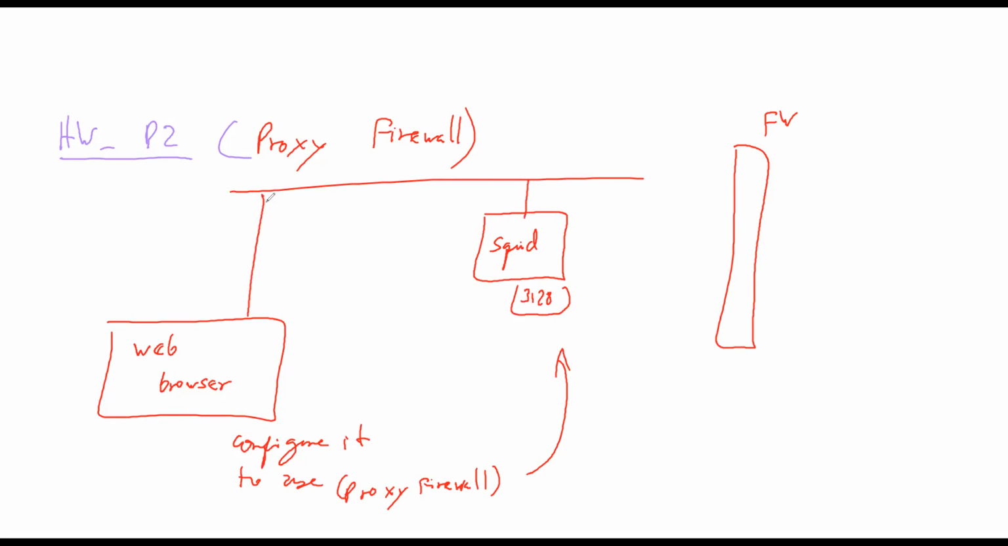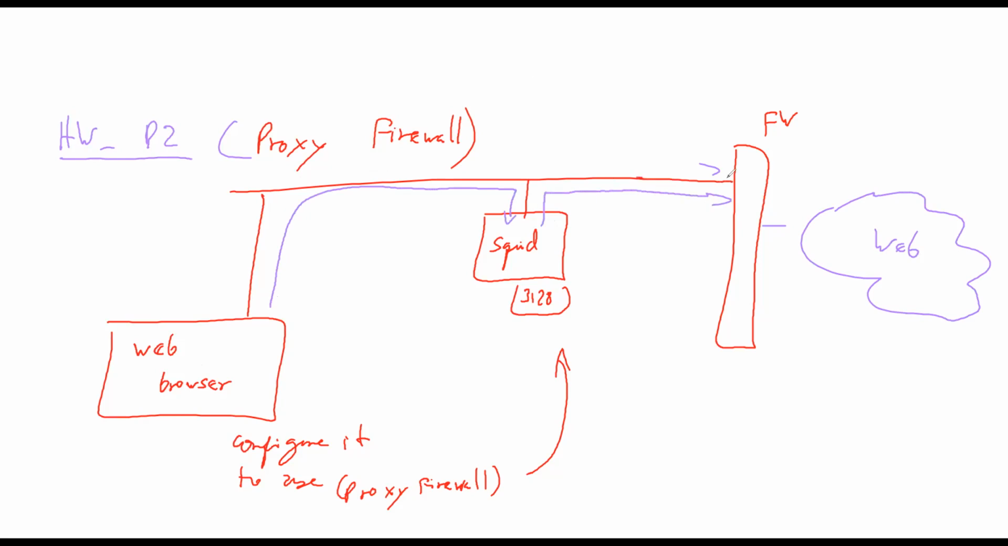And so now what happens is, normally your web browser would just go out into the web. But in this case, you configure the browser so that, instead of going to the internet directly, it needs to go first to Squid, then back out into the internet. Does this make sense, guys?